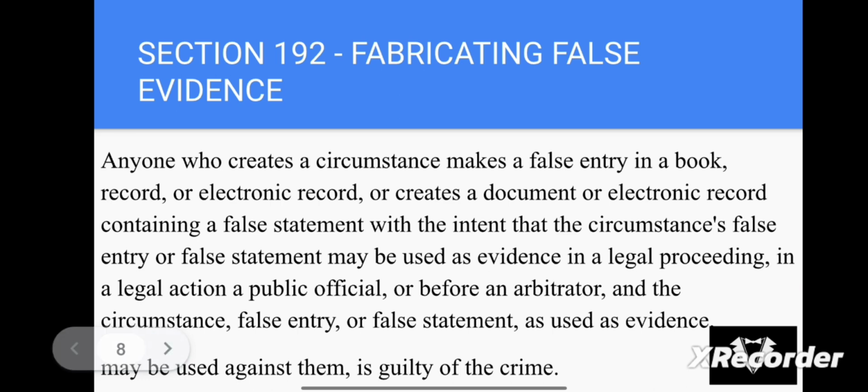Now Section 192. It speaks about fabricating false evidence. Anyone who creates a circumstance, makes a false entry in a book, record, or electronic record, or creates a document or electronic record containing a false statement, with the intent that the circumstance, false entry, or false statement may be used as evidence in a judicial proceeding, or in a proceeding before a public official or an arbitrator, is guilty of the crime.